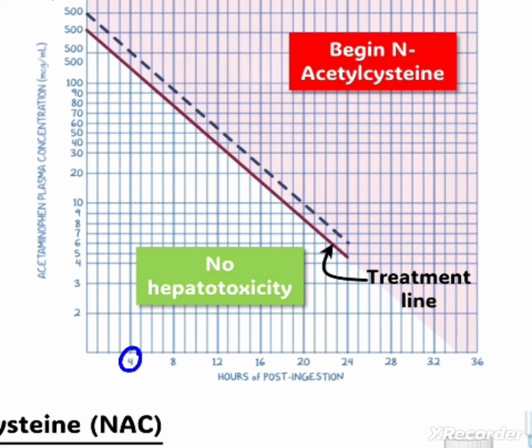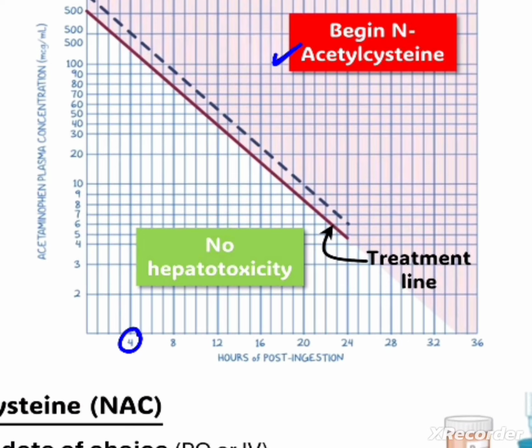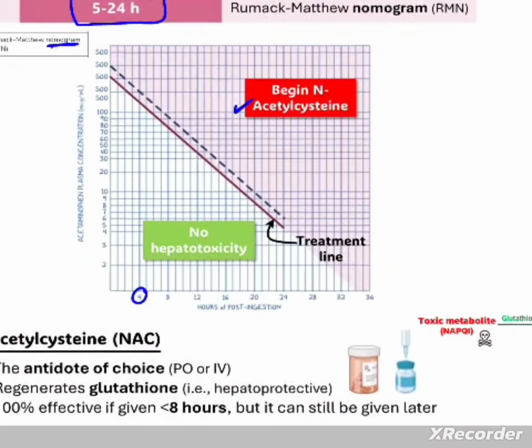You remember, because paracetamol cannot be checked before 4 hours. And then we should put a treatment line, and if the paracetamol level is above the treatment line, we should begin treatment which is N-acetylcysteine. And if the paracetamol level is below the treatment line, it means that there is no hepatotoxicity and the treatment will be only symptomatic treatment.